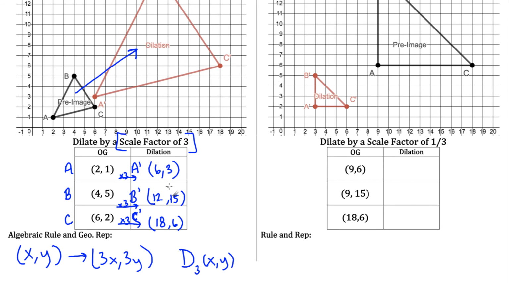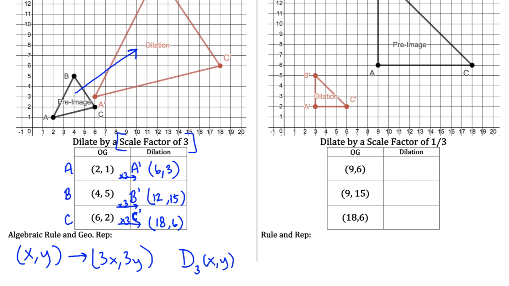And if we didn't know this is times 3, let's say we just got 2, 1, and 6, 3, 4, 5, and 12, 15, 6, 2, and 18, 6. We could just divide. 6 divided by 2 is 3. 3 divided by 1 is 3. 12 divided by 4 is 3. 15 divided by 5 is 3. 18 divided by 6 is 3. And 6 divided by 2 is 3. So if you don't know the scale factor, if you don't know what number you multiply by, remember you divide.